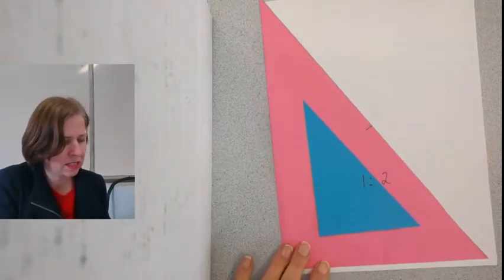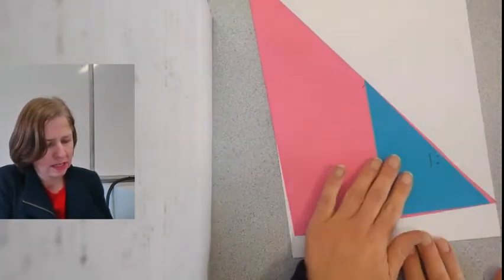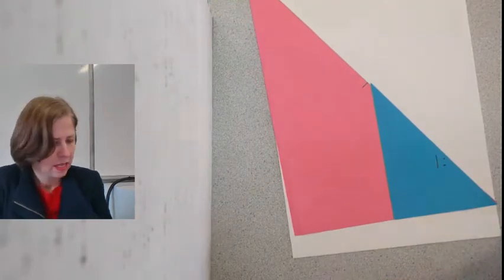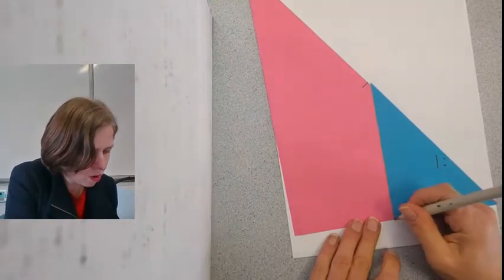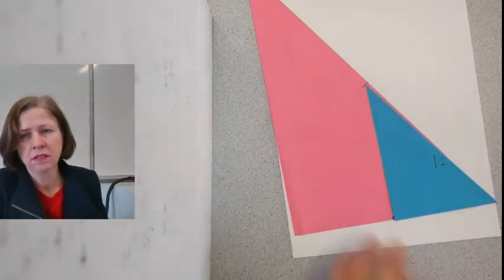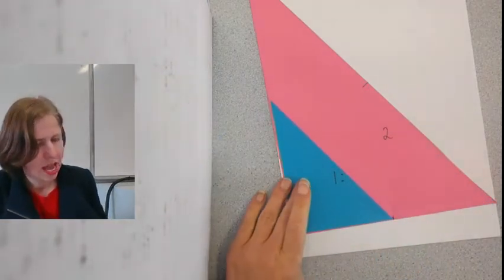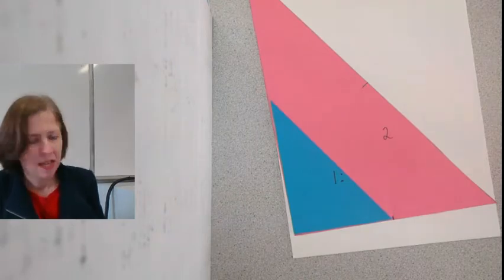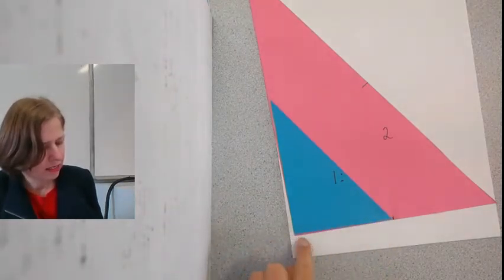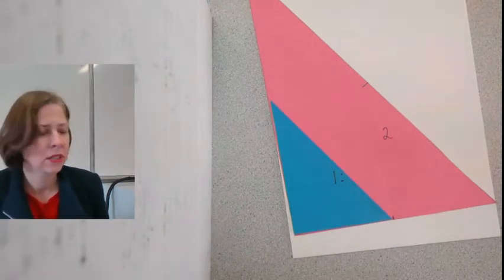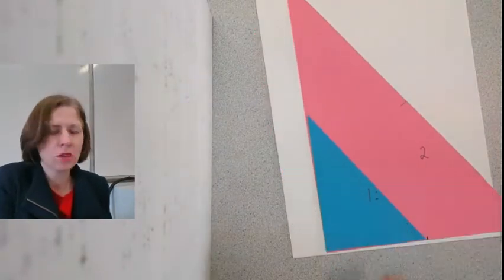So let's test the bottom side. Let's line it up there. And then I mark it right where the edge is, right there. And then let's move that over. And it's the same again. Every one of these lines up to 2 on the pink triangle. And you'll see that it'll be the same on the final triangle.